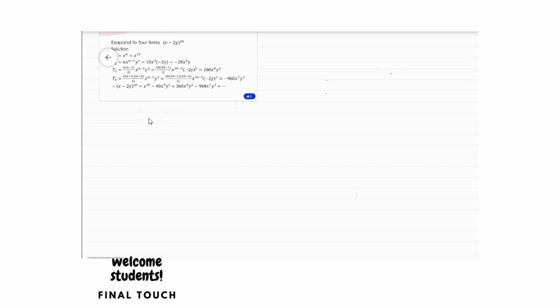Hello students, today we are going to learn how to expand a binomial expression using the binomial formula. So we are going to use this example. We're going to expand this to 4 terms.